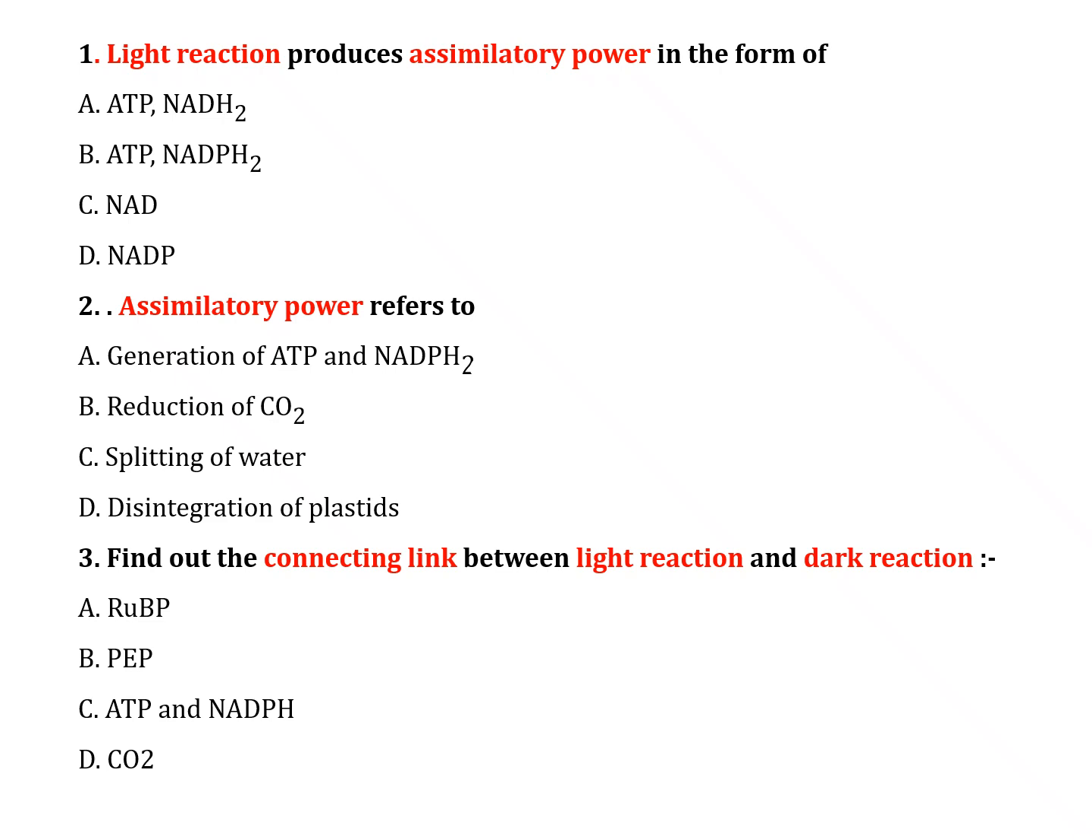Question number 1. Light reaction produces assimilatory power in the form of option A ATP, NADH2, option B ATP, NADPH2, option C NAD, option D NADP. The correct answer is option B ATP and NADPH2.